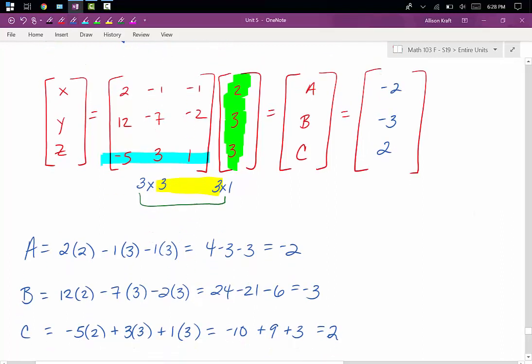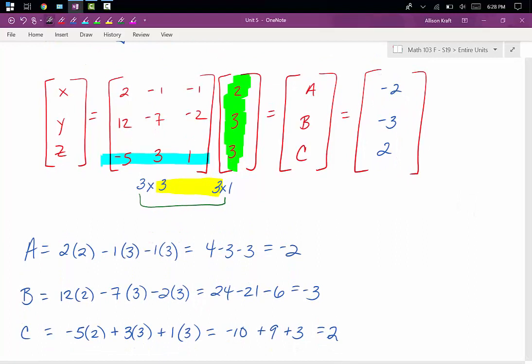Great. What we have is our variable matrix, but since we are solving a system of equations, of course we want to write our solution as an ordered triple, and our ordered triple will be negative 2, negative 3, and 2.